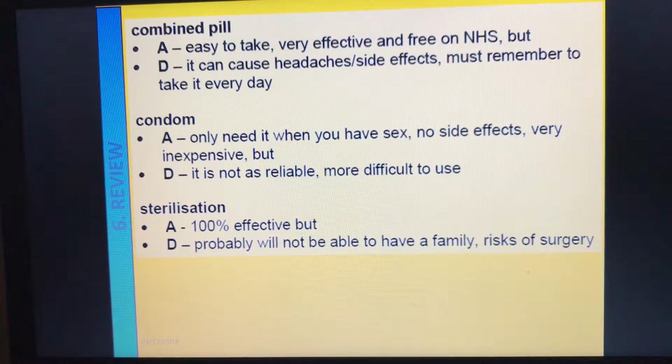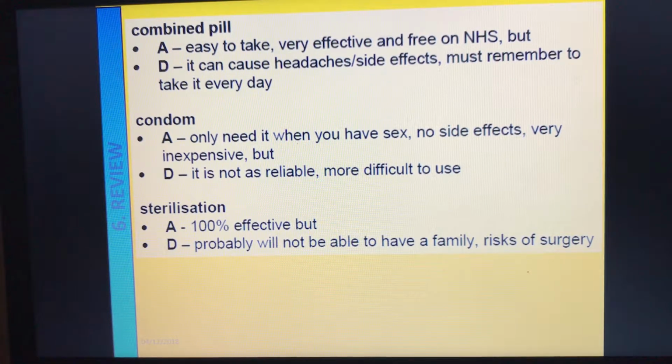Notice again, as I've said before in other exam technique questions, we have subheadings and a clear use of A and D as advantage and disadvantage. If it was me, I would actually use the words advantage and disadvantage rather than just A and D, just to make it really clear to the examiner that you know what you're talking about. So we've taken each of the methods of contraception in turn and written a clear advantage and a clear disadvantage from the information that we had in the table.